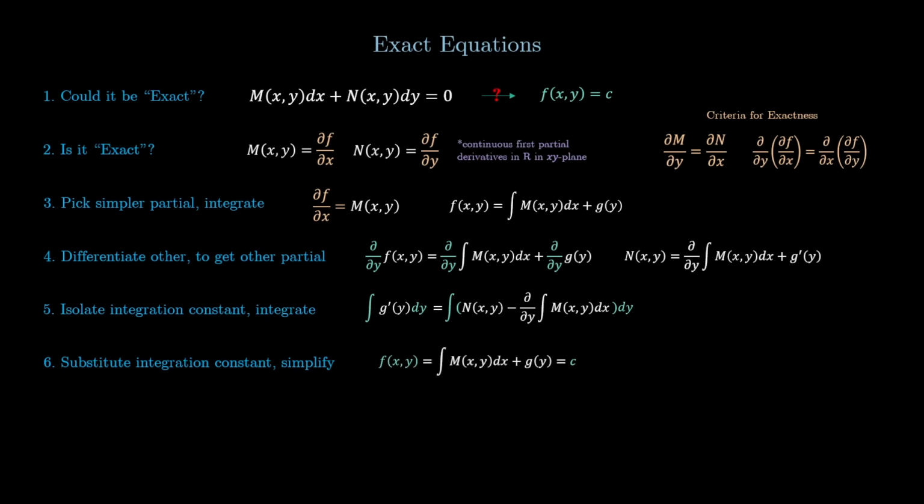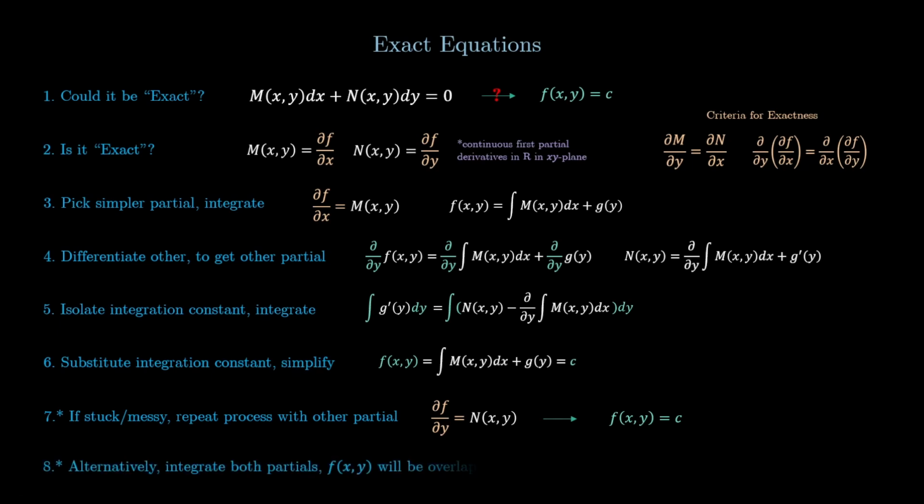Now, if we're stuck or it's messy, we could repeat the process, but with the other partials. So instead of m, we could try n, and this should lead to our solution. But alternatively, like I mentioned earlier, we don't need to even go through the whole process. Integrate both partials, get f of x y, and the solution will be the overlap. Okay? And again, this is preferable when our partials are simple. So let us try an example.